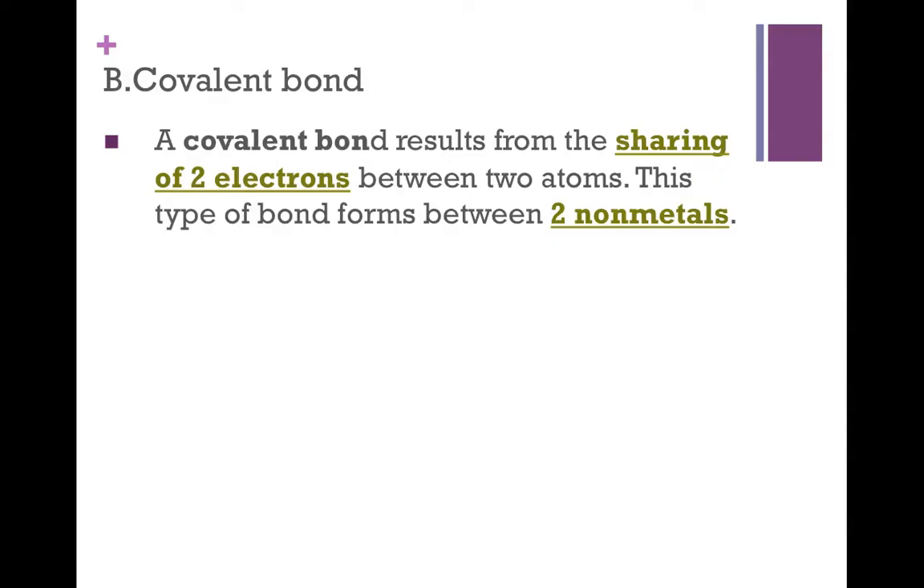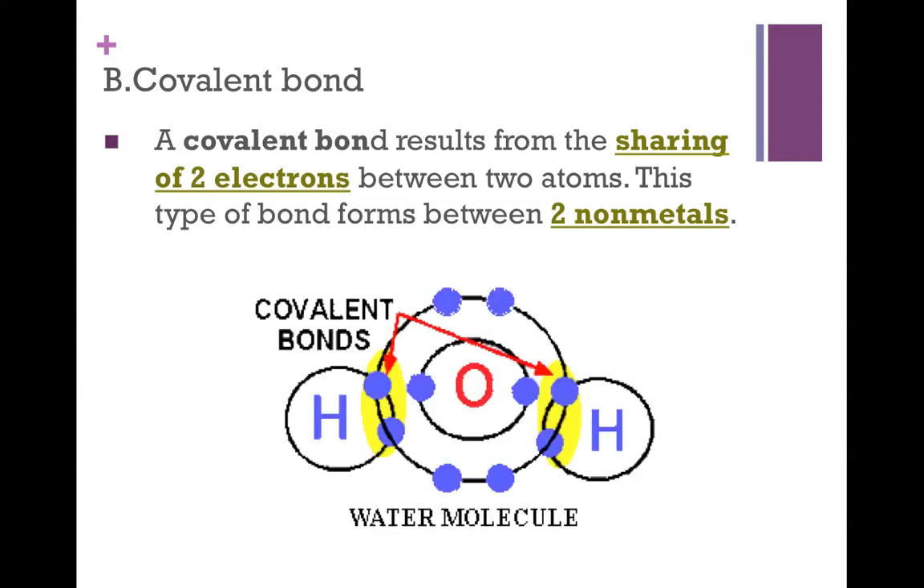Okay, the second type of bond is called a covalent bond. A covalent bond is sharing 2 electrons. So remember, ionic means stealing, and covalent is sharing. This bond is going to form between two nonmetals. So for example, water is a covalent bond. Hydrogen and oxygen are nonmetals. And as you can see here, oxygen and hydrogen are sharing electrons, and hydrogen and oxygen over here are also sharing electrons.